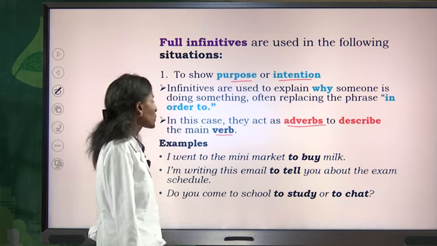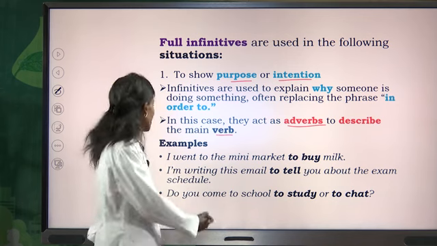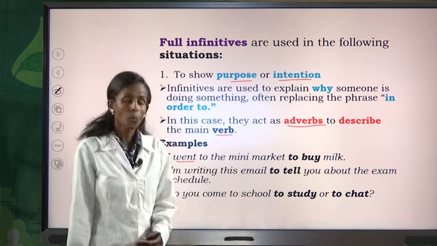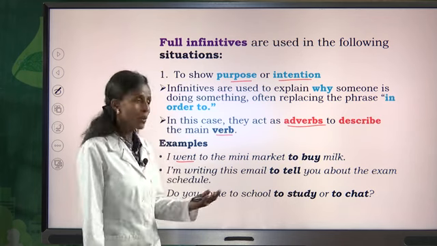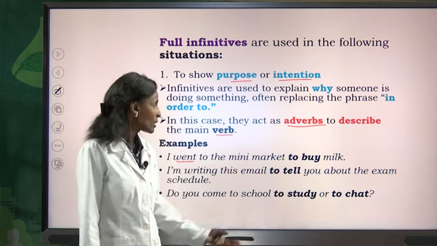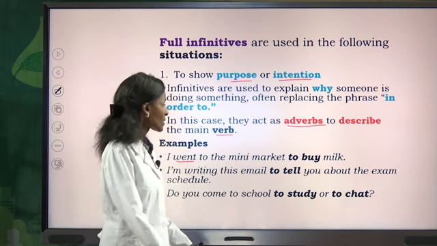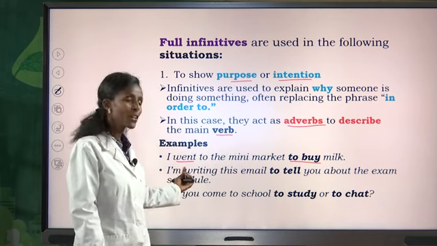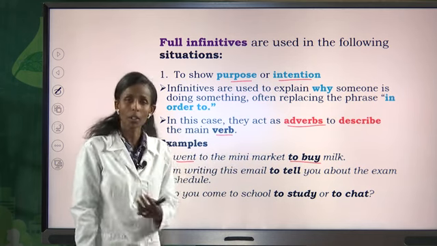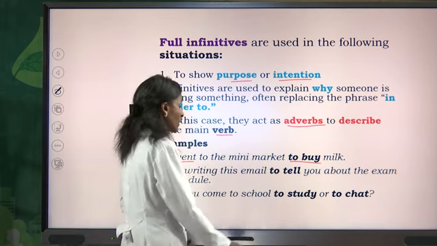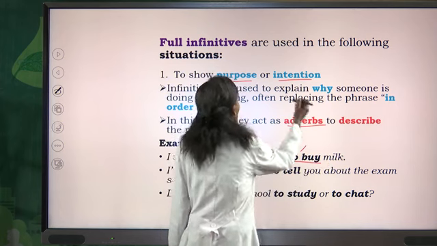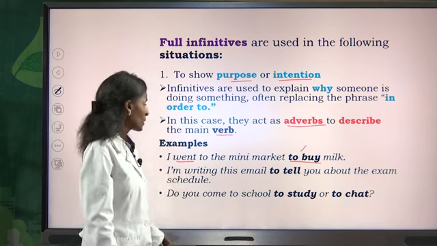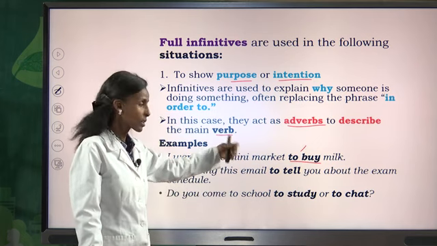Like, I went to the mini market to buy milk. Went, as you see, is a verb in the past. Why did I go to the mini market? To buy milk, you see, the reason. To buy is used as an adverb to describe why I went to the mini market, the reason why I did it. To buy milk. So this is the purpose of going to the mini market. The infinitive is used as an adverb in that case, it describes the reason.